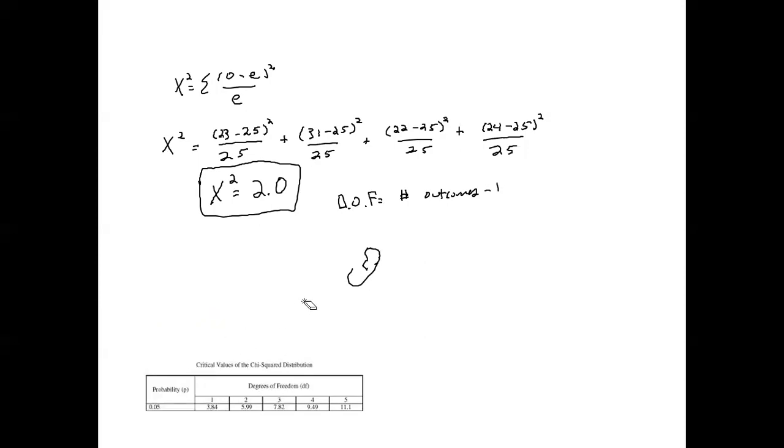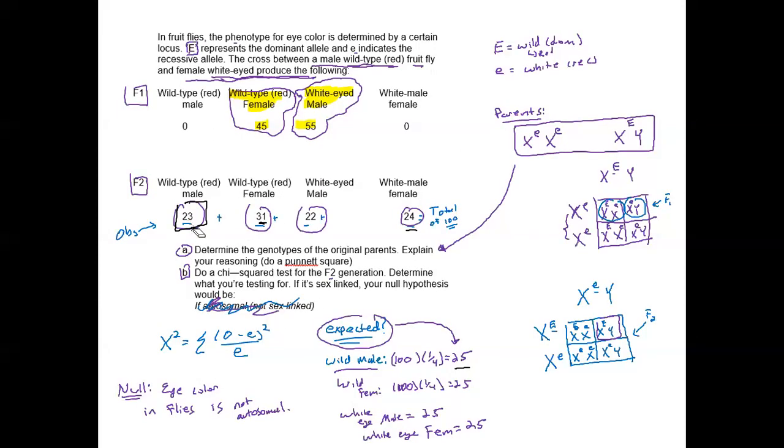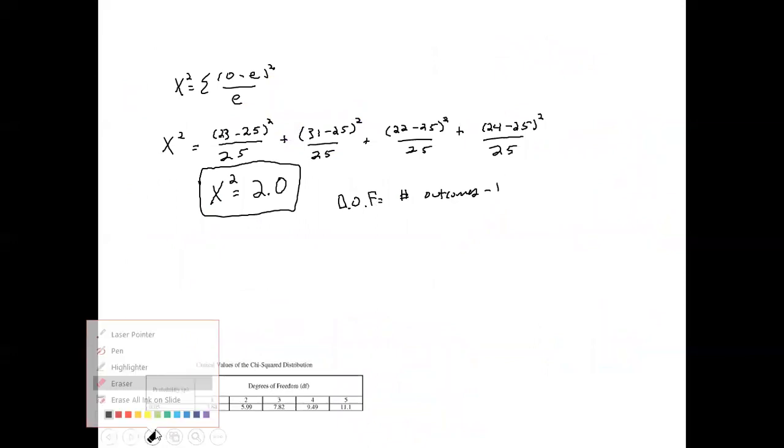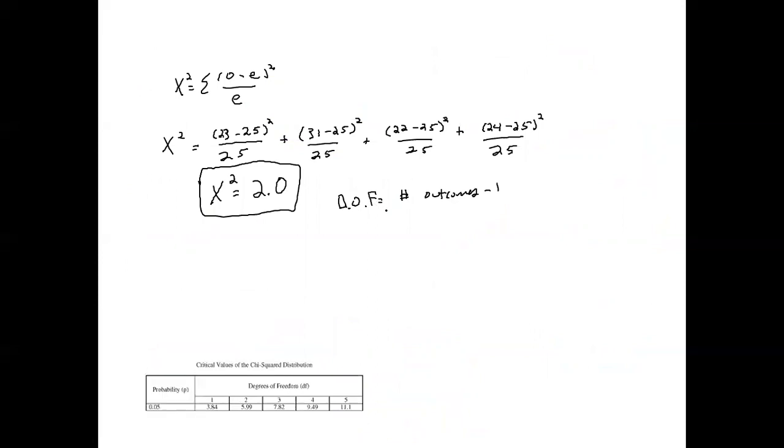This is where we have to understand where this is coming from. For our degrees of freedom, we had four outcomes. That's what we were actually analyzing: wild male, wild female, white-eyed male, and white-eyed female. So in this case, we had four outcomes, minus one. So our DOF is going to be three. That's our degrees of freedom.